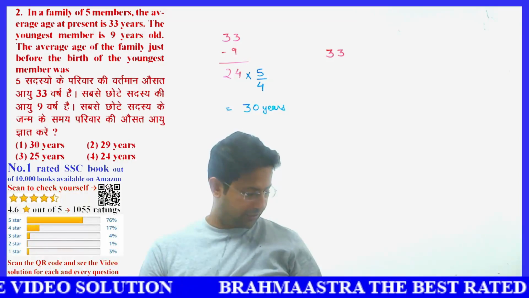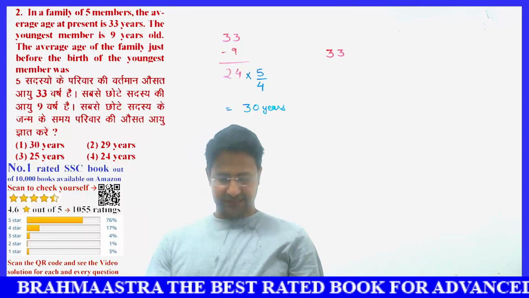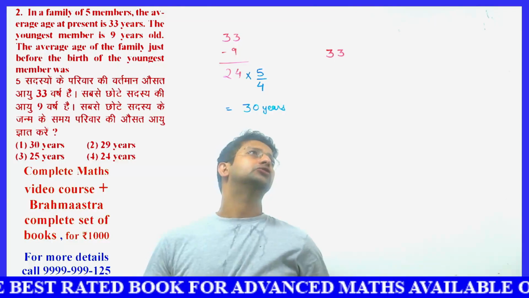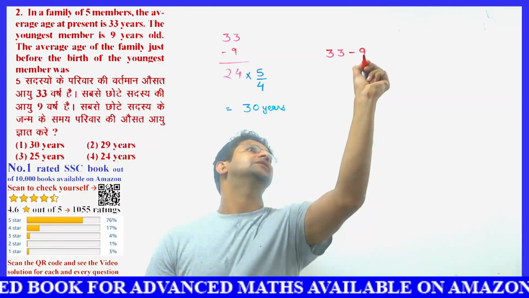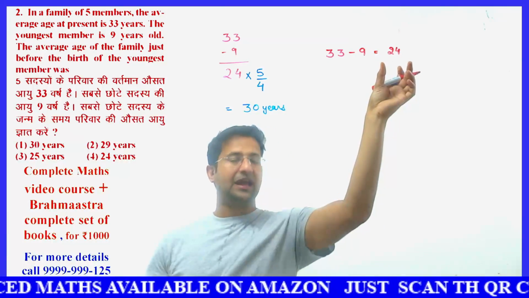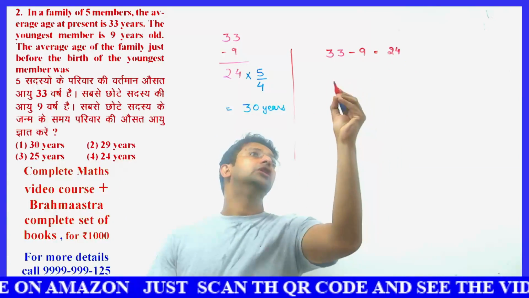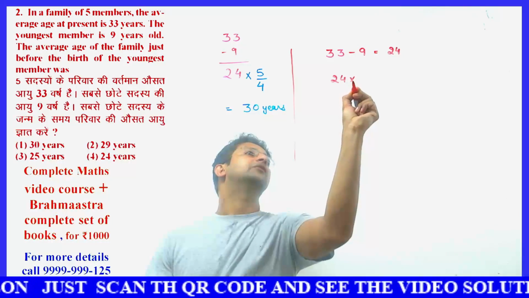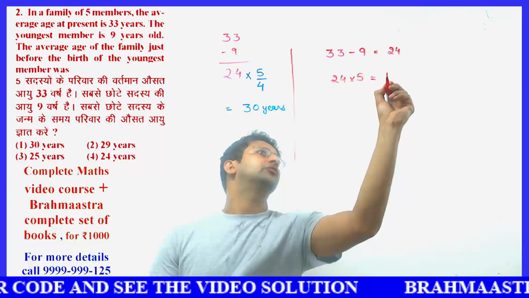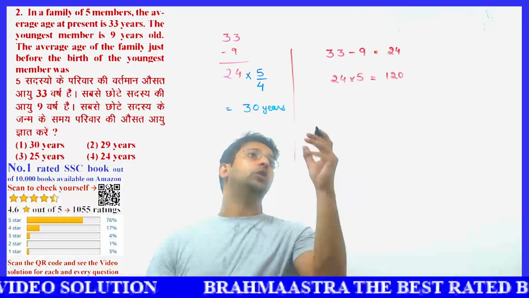Okay, the other method is, look dear students, 33. This is the present average age of the family. Before the child was born, what I'll do, 33 minus 9. That will be 24. This is the average age of the family after the child was born. So this is 5 people. So what I'll do, 24 into 5 gives me 120. This is the total age of 5 people.